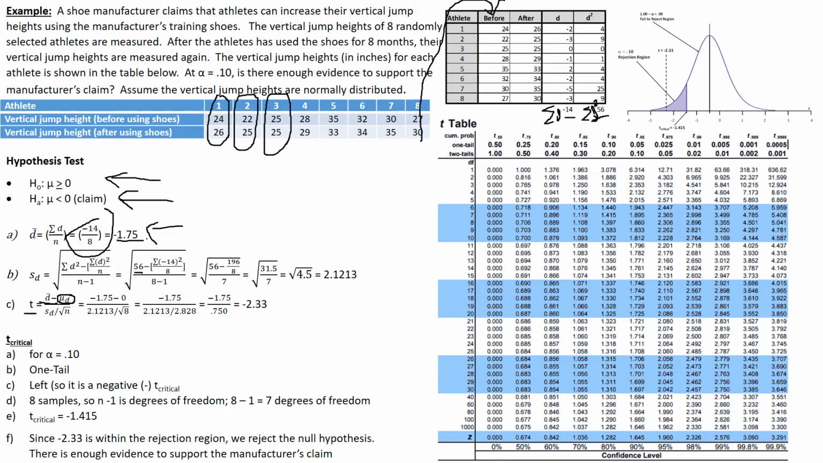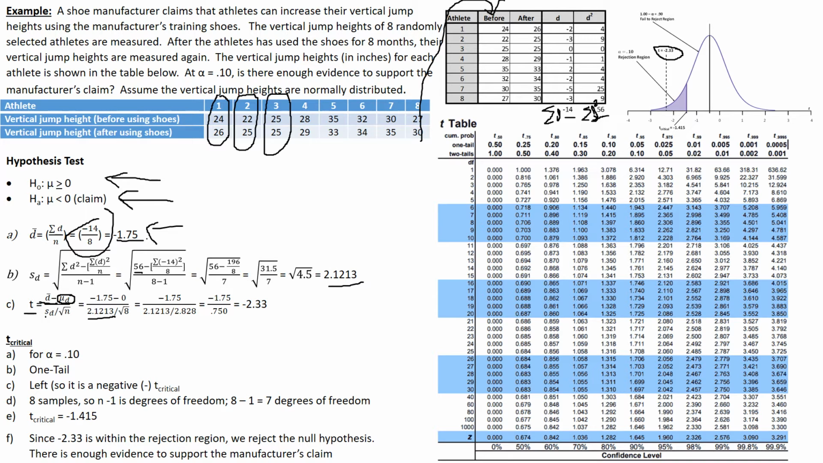And in the denominator, it's my sample deviation, which is 2.1213, divided by the square root of the number of samples, which is 8, which is 2.828. 2.1213 divided by 2.828 is 0.750. Negative 1.75 divided by 0.750 is negative 2.33, which I've got right here. But let's see what our make or break is here.